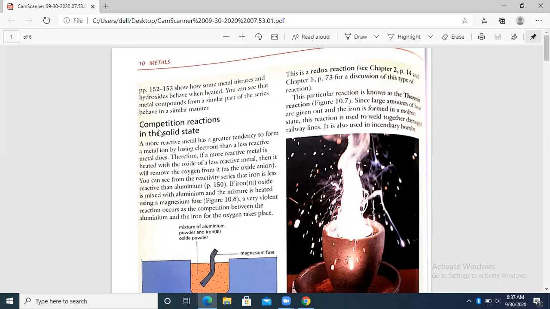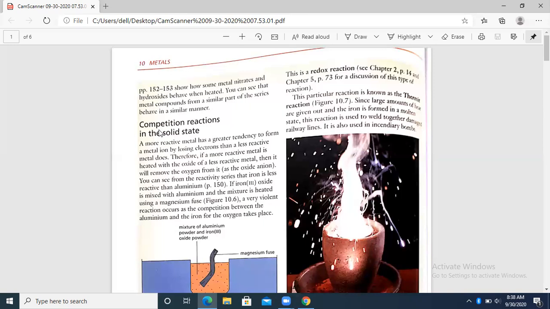Then in the case of decomposition of the carbonates, reactive metals and non-reactive metals won't decompose. Only the moderately reactive metals we need to discuss. They will produce their oxide and carbon dioxide: calcium, zinc, copper, everybody will produce their oxide and carbon dioxide. And next, the third case is hydroxides. Hydroxides are also the same condition. The reactive metals and the non-reactive metals won't decompose. Only the moderately reactive metals will produce their oxide and water.